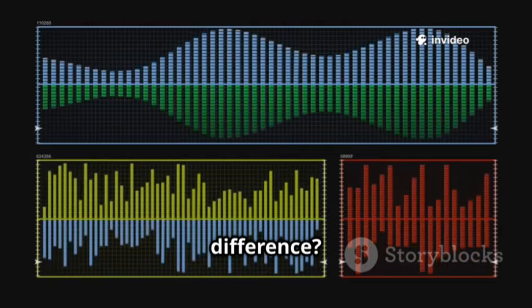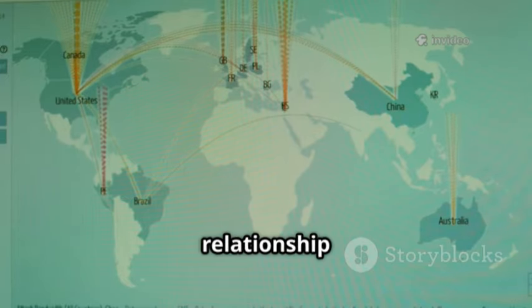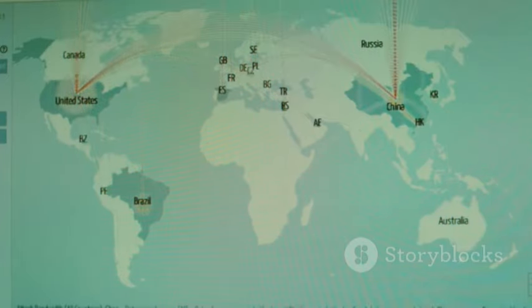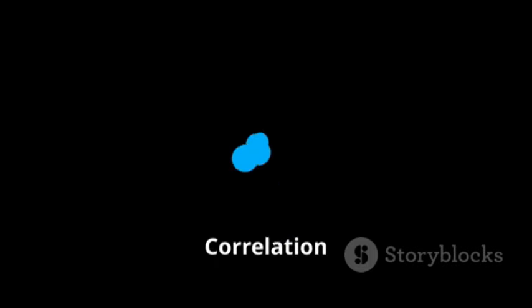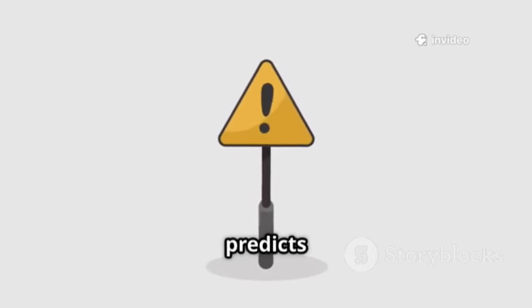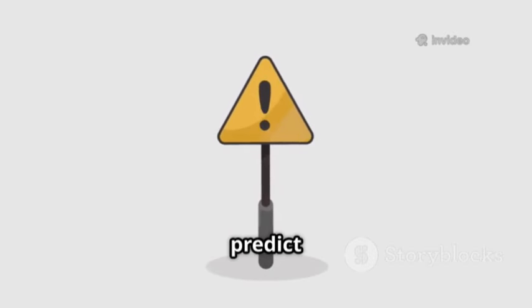So, what's the difference? Correlation measures the relationship. Are they connected? Regression predicts outcomes. Can one thing predict the other? Correlation has no direction. A with B is the same as B with A. Regression has a direction. A predicts B, but B doesn't necessarily predict A.